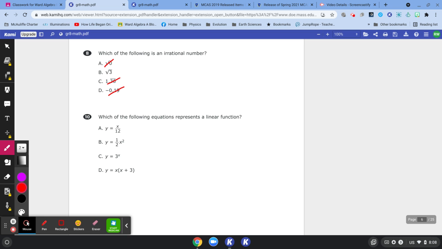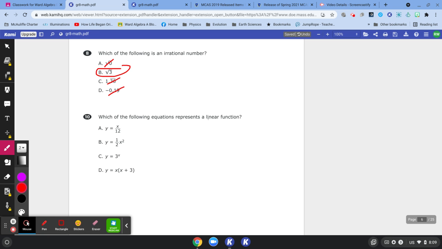Square root of 3 will be about 1.73205, blah, blah, blah, forever, and it will not settle into a repeating pattern. So that is our answer. I'm going to go ahead and take care of number 10 as well in this video because it's quick.